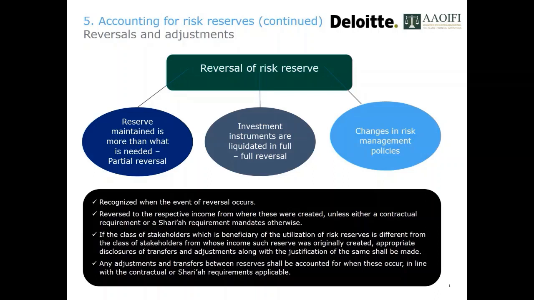Okay, referring to slide 11, to start off, a risk reserve previously maintained may no longer be needed or may require a reversal. This situation may arise when the respective event of reversal occurs, which could include one of the following. Firstly, the amount of reserve maintained being more than the amount actually needed. That will result in partial reversal.